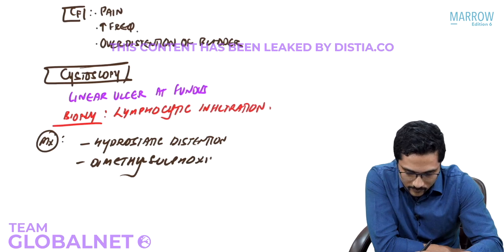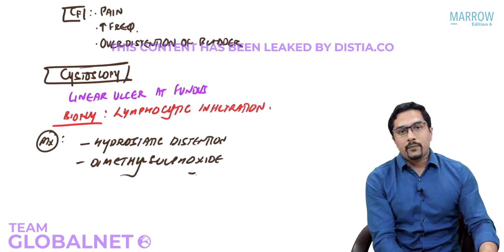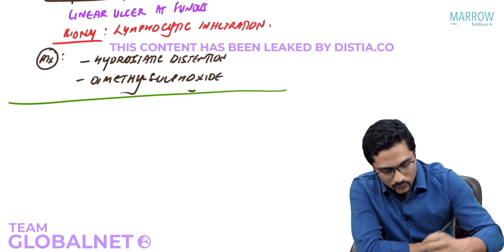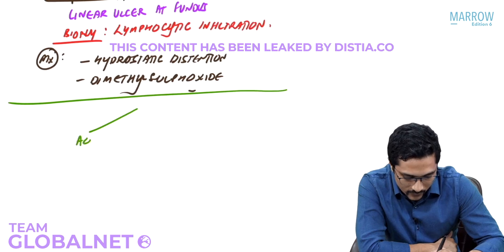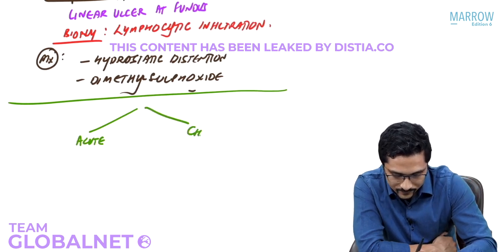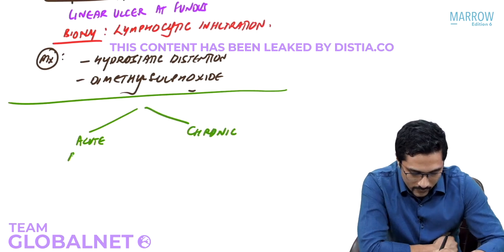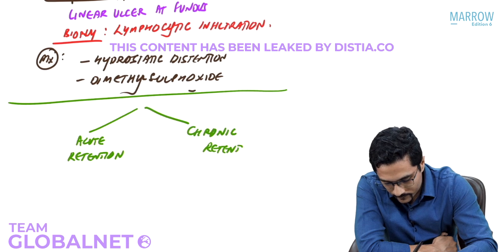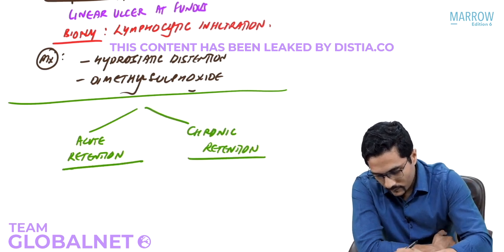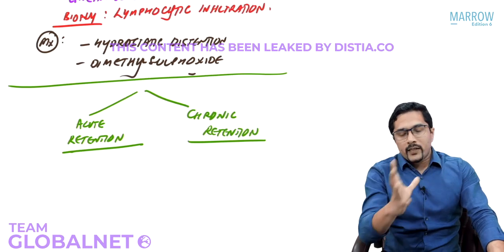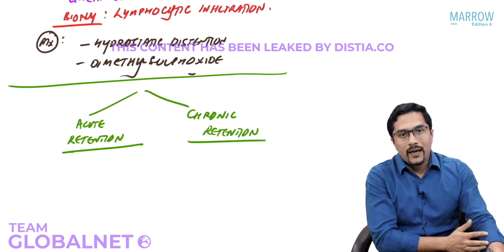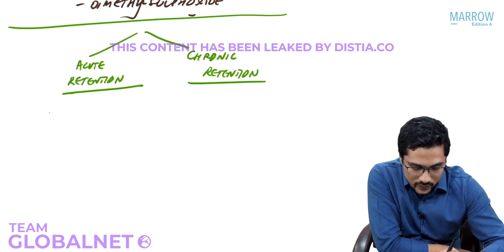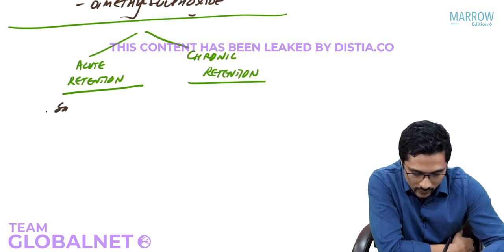So just a few lines were mentioned regarding this in Bailey, so I just thought of covering this. One final thing in the bladder you should know is acute and chronic retention of urine. Acute retention of urine, and chronic retention of urine. What will be the difference in presentation and how do we manage these patients is what I'm going to discuss. So in acute retention of urine, the patient is going to have a short history.